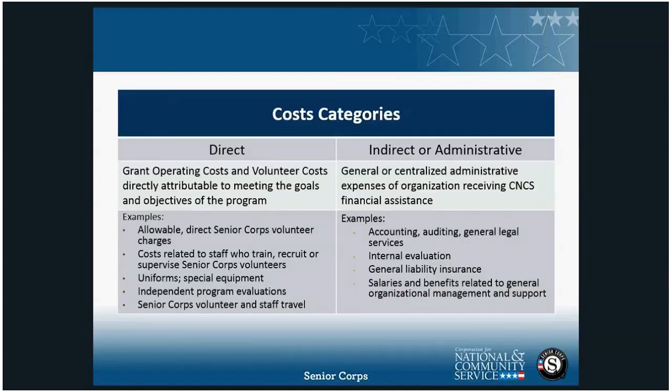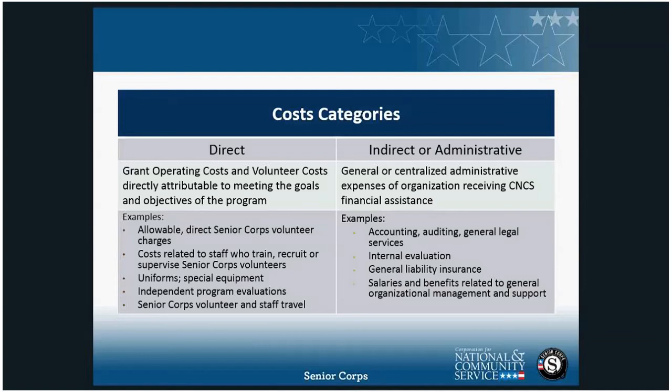The budget is separated into direct and indirect or administrative costs. The direct costs include program operating costs and member costs, which may include specific lines as those noted in the visual. Those are costs that are charged directly to the grant. Indirect or administrative costs are those general or centralized organizational costs that are spread over the agency as a whole. Indirect means you cannot directly attribute the cost to the grant.